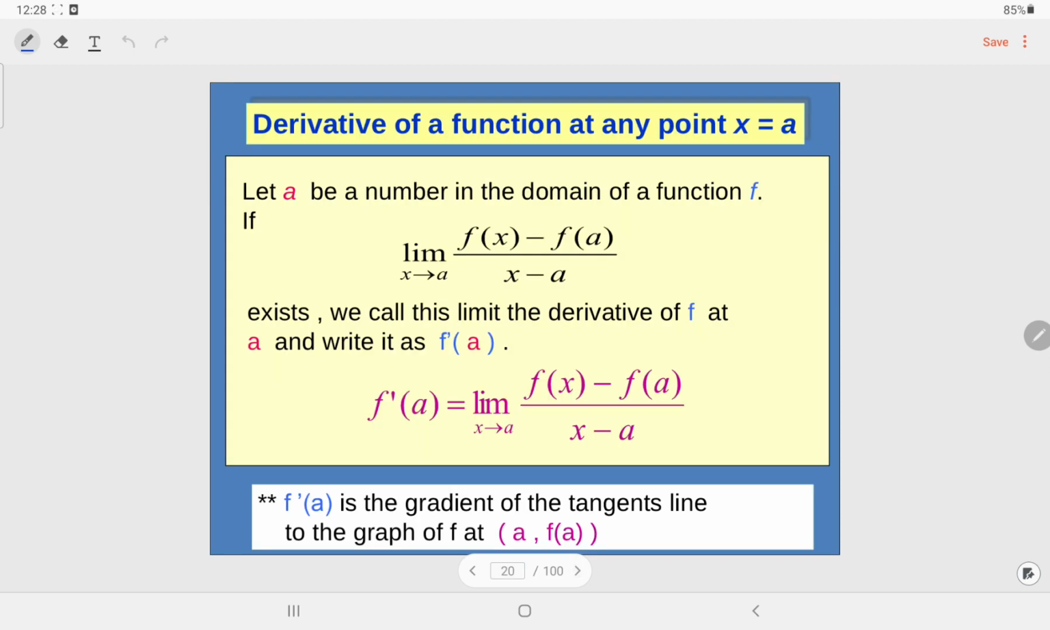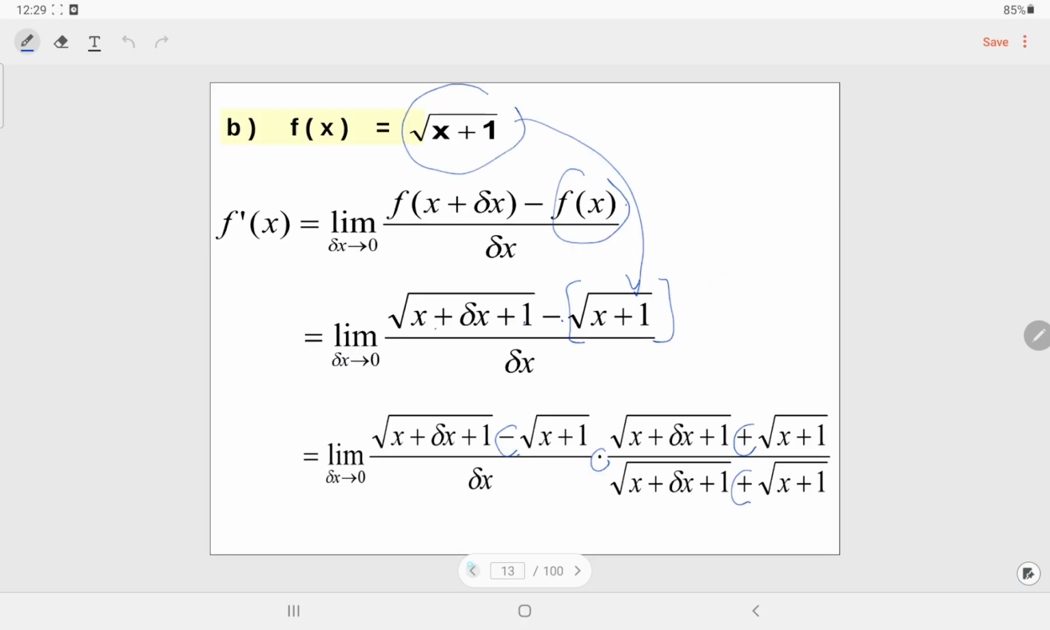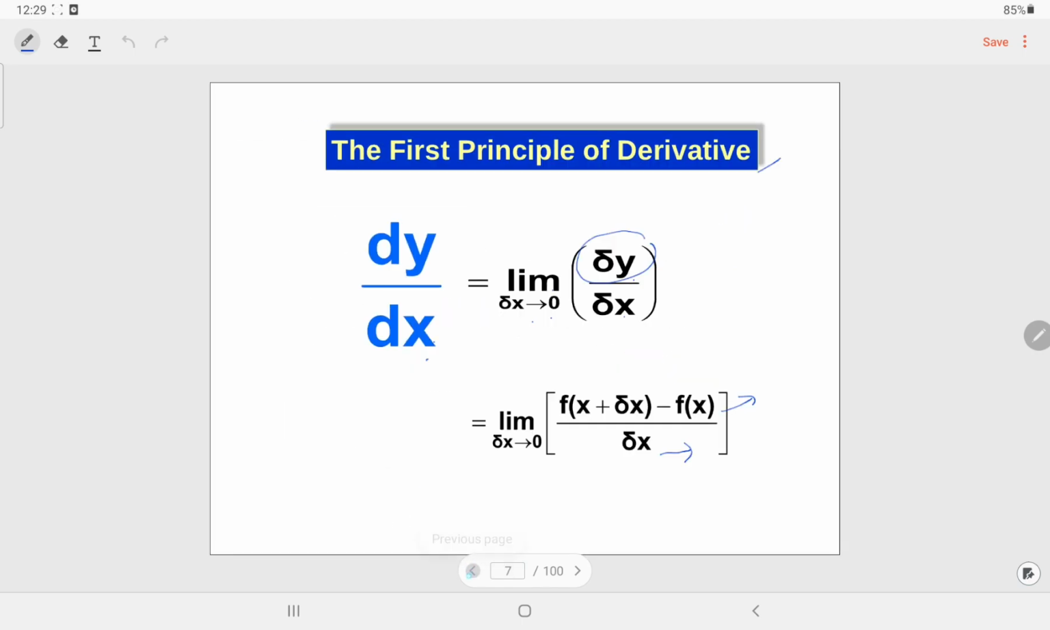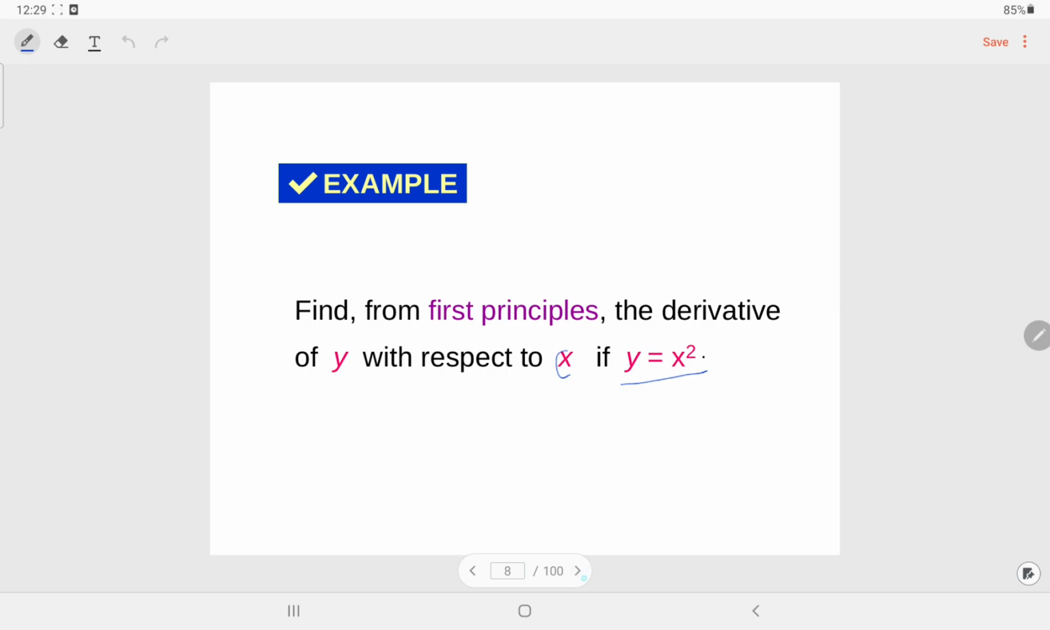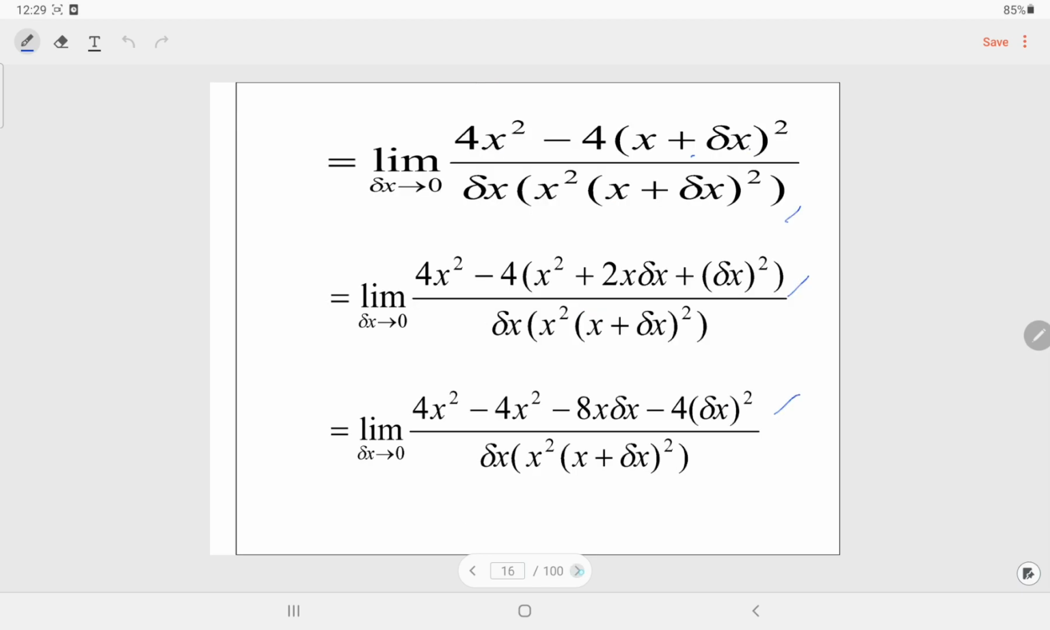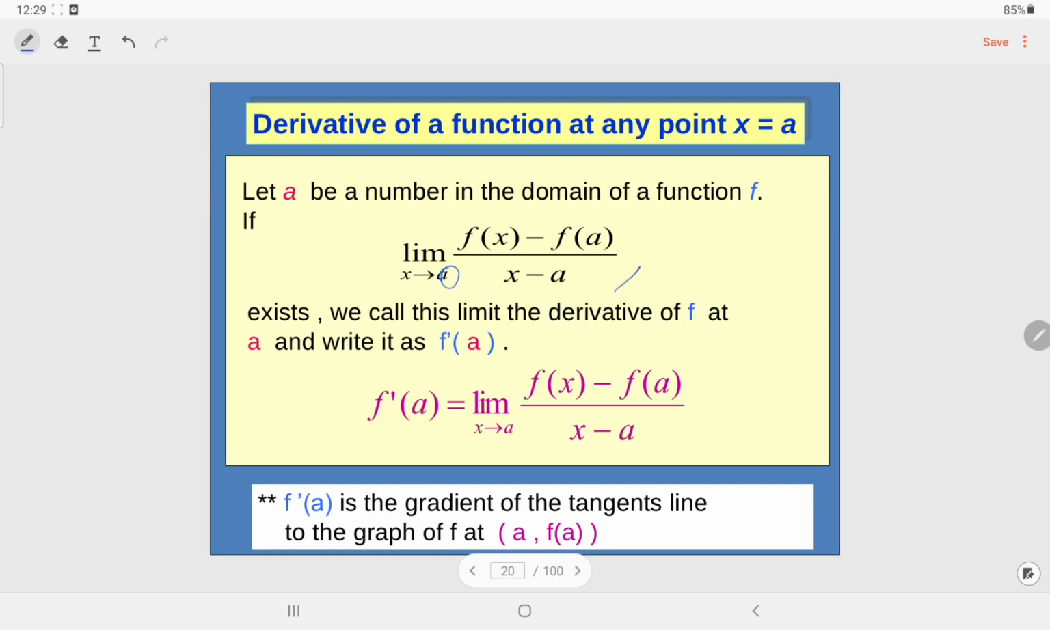The derivative of a function at any point x equals a, let a be a number in the domain of a function f, if the limit as x approaches a exists, then we have a point a like this, and we call this limit the derivative of f at a, and write it as f prime a. f prime a equals the limit as x approaches a of f(x) minus f(a) over x minus a, which is the gradient of the tangent line to the graph of f at (a, f(a)), which is the x and y.